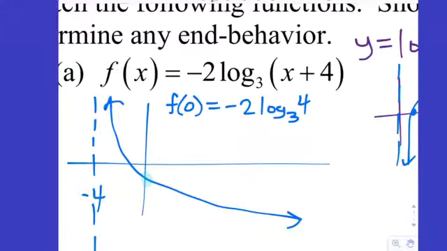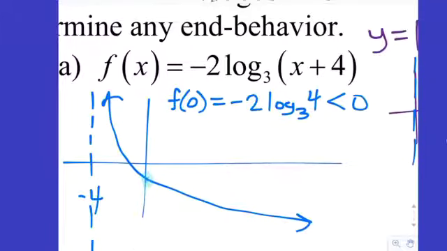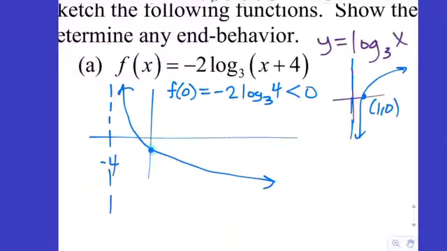What do you know about log base 3 of 4? Is it positive or negative? It's positive, right? It's 1 point something. 3 to the 1 point something power is 4, because 3 to the first is 3, which is too small, and 3 to the second is 9, which is too big. So log base 3 of 4 is 1 point something. What's 1 point something times a negative number? It's negative, right? So that's all you need to know. This is a negative number. Is my graph correct then? Yes, I have it crossing in the negative.